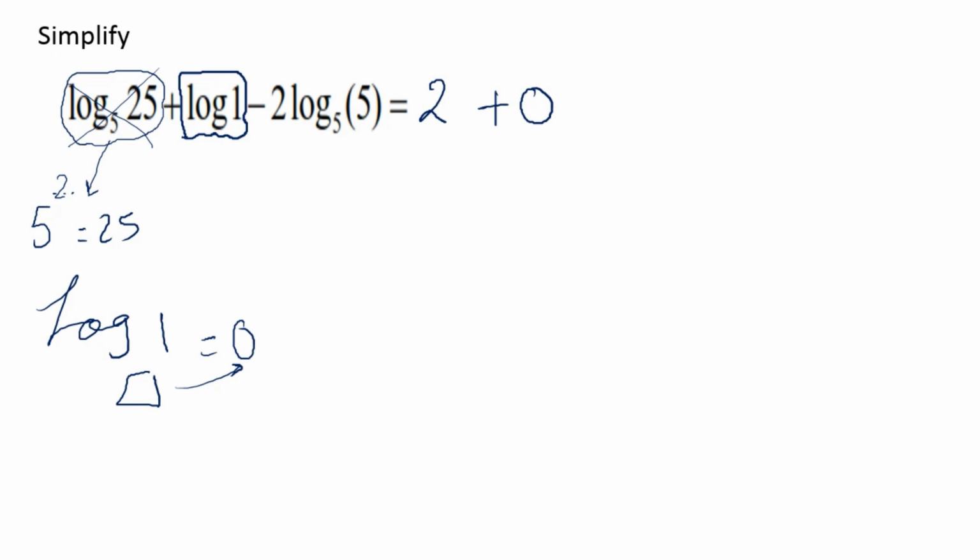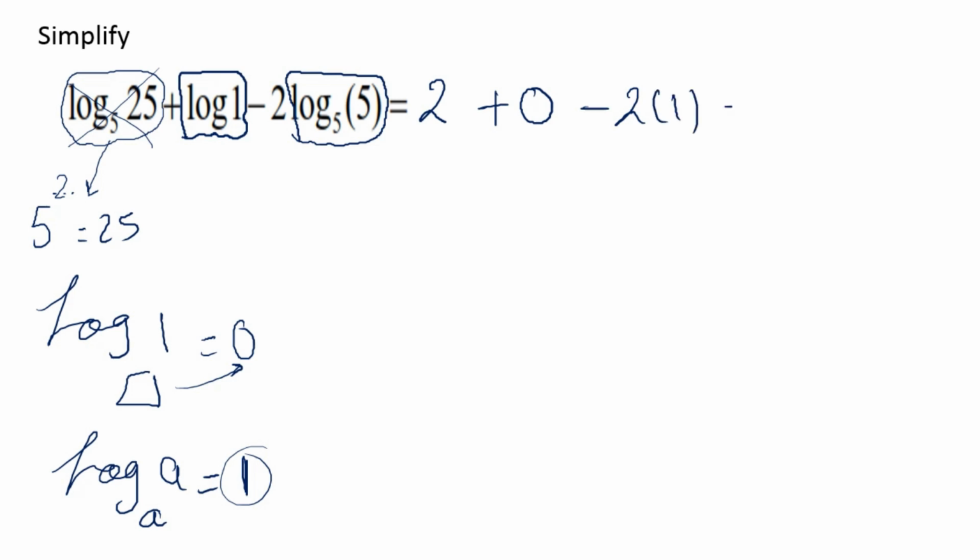Finally, log base 5 of 5 is equal to 1, because we know that log base a of a is equal to 1. Whatever the number here is, it will give me 1. So it's minus 2 multiplied by 1. So it's 2 minus 2, which is equal to 0.